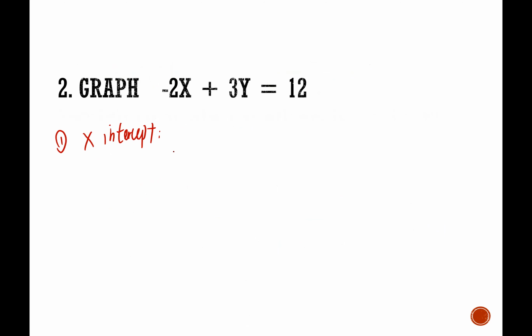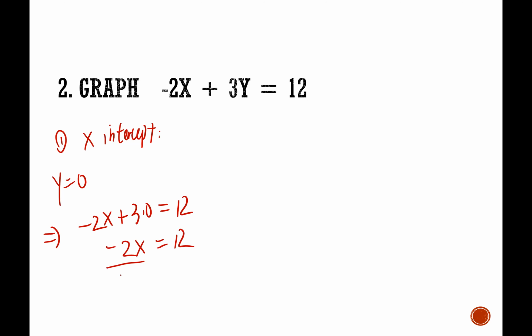Finding the x-intercept means setting y equal to 0. That means -2x + 3 times 0 equals 12. So -2x = 12. Divide both sides of the equation by -2. So x = -6. So the x-intercept is (-6, 0).